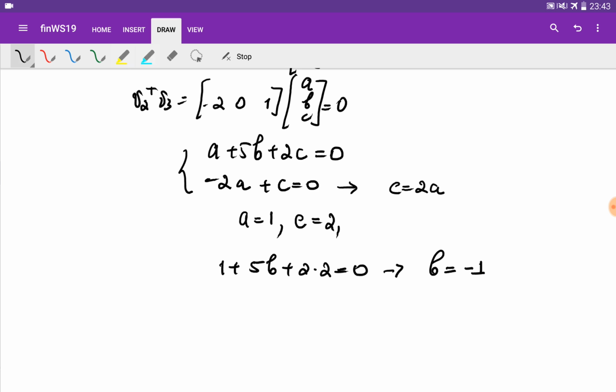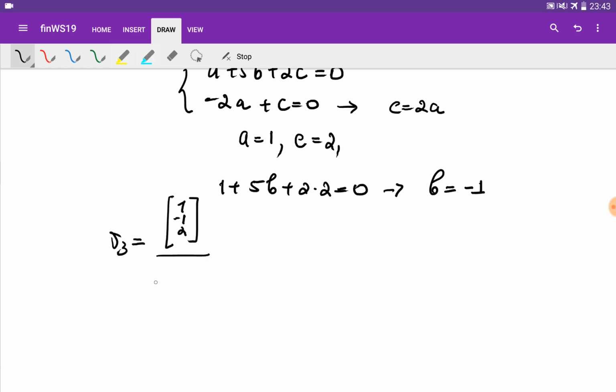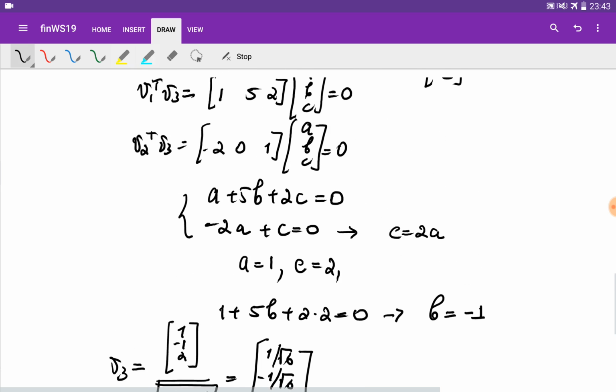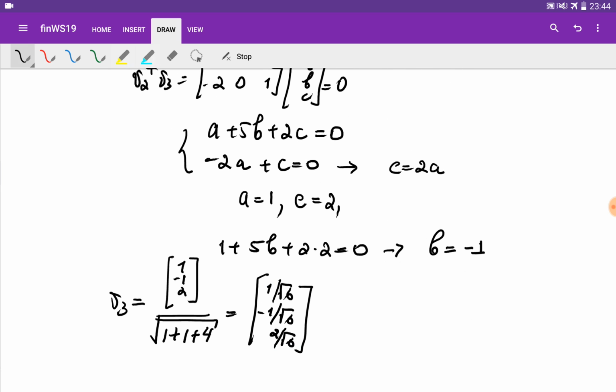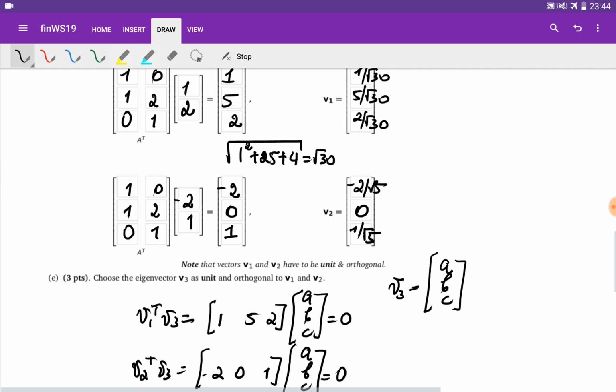So the V3 is going to be equal to this vector, which is (1, minus 1, 2) divided by its norm. So the norm of this vector is 1 squared plus minus 1 squared plus 2 squared, which is going to be square root of 6. It's going to be 1 over square root of 6, minus 1 over square root of 6, and 2 over square root of 6. So this vector now is unit, and indeed if we multiply this vector by V1 and V2, it is going to be equal to 0.